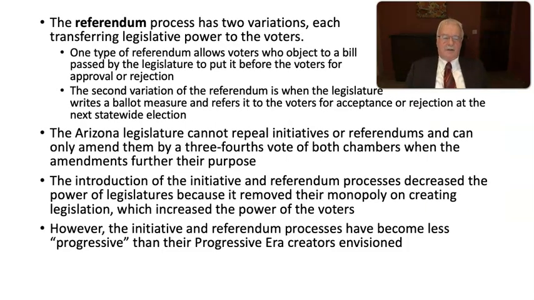All right, the referendum process, again, has two variations. One type of referendum involves voters who object to a bill passed out of a legislature to put it on the ballot. And again, that requires 5% of the signatures. The second referendum is where a legislature writes a ballot measure and refers it to the voters for their acceptance or rejection at the next statewide election.